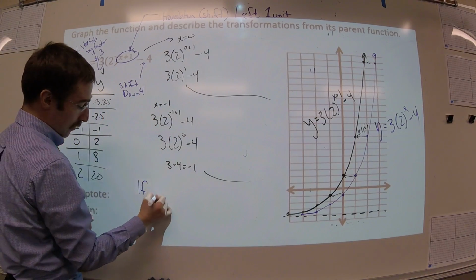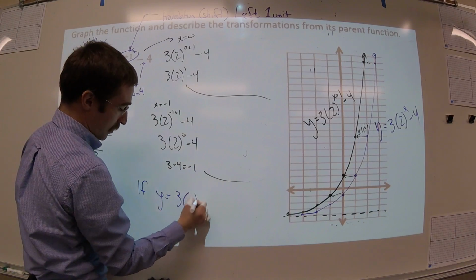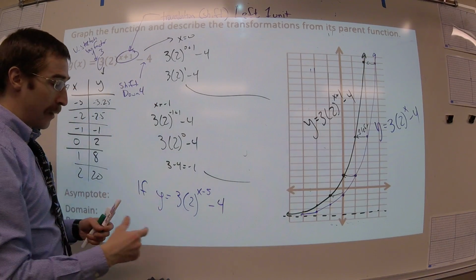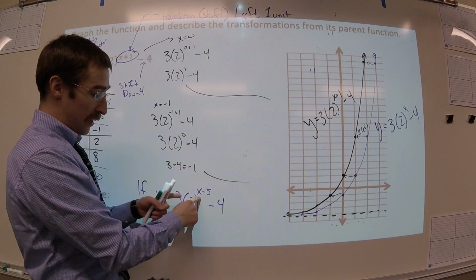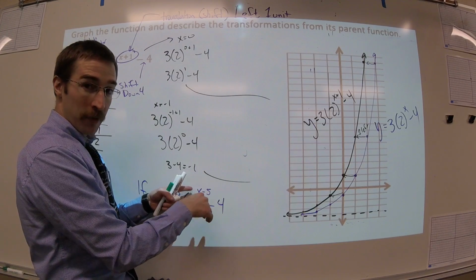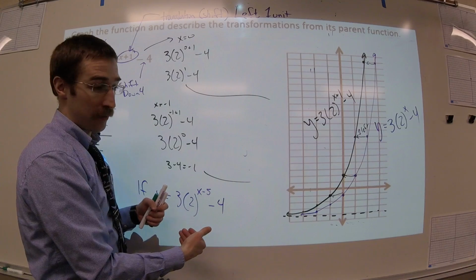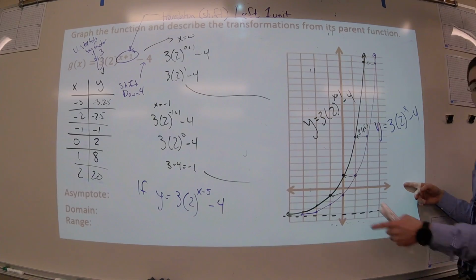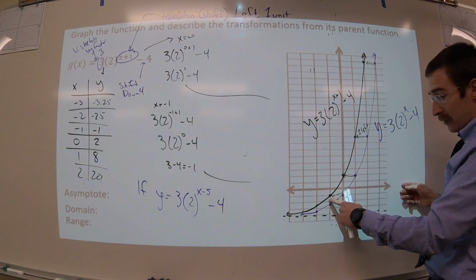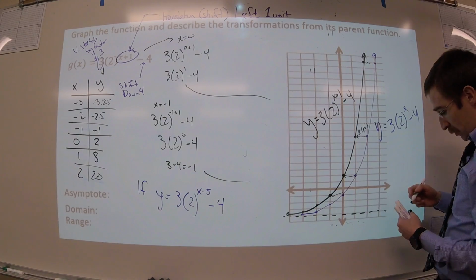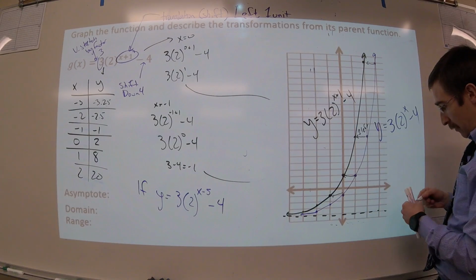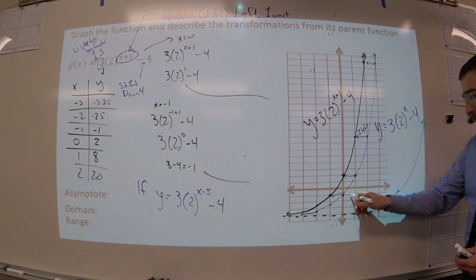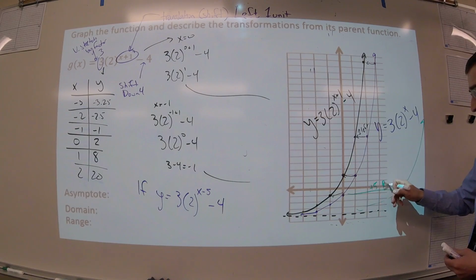If we had y equals 3 times 2 to the x minus 5 minus 4, any number I put in for x is now going to be 5 smaller than what it would have been before. So if I put 5 in for x, in other words, if I'm 1, 2, 3, 4, 5 over here, 5 minus 5 is 0, I would get negative 1. And this would be, let's do a different color, 1, 2, 3, 4, 5. This would be a shift plus 5 to the right.